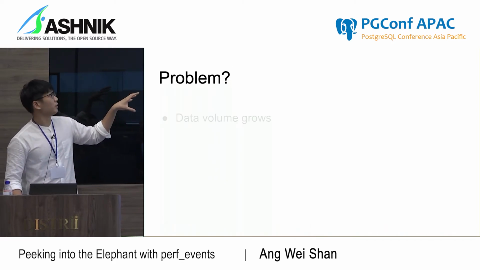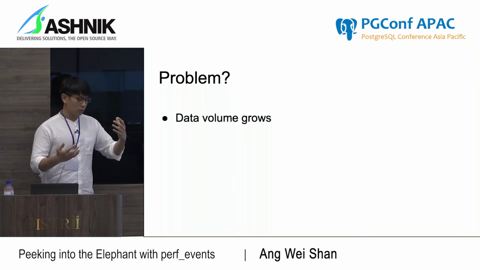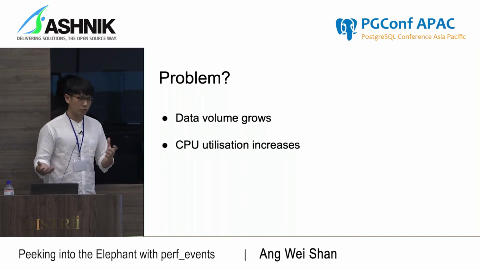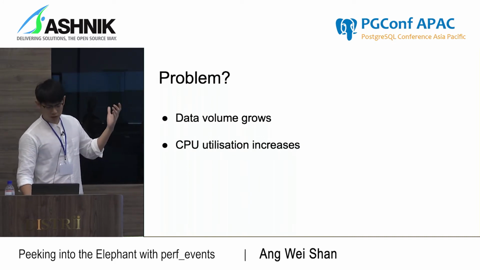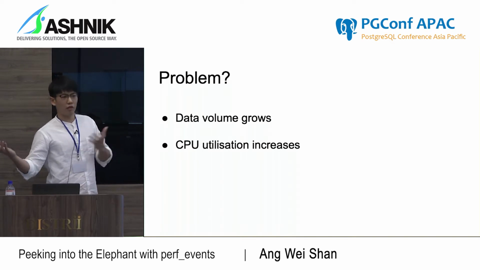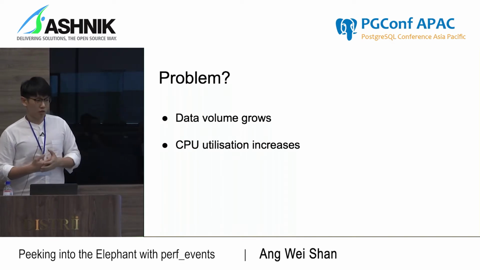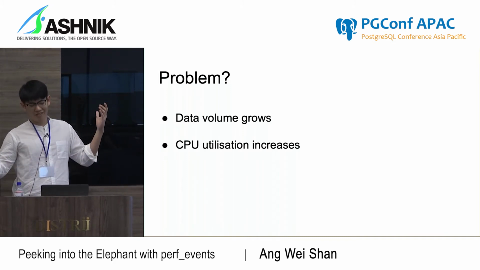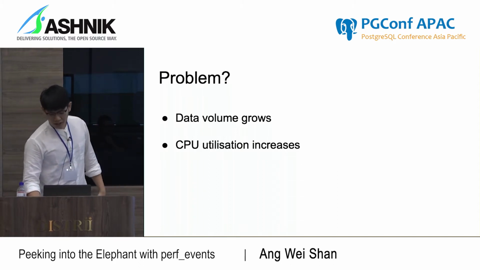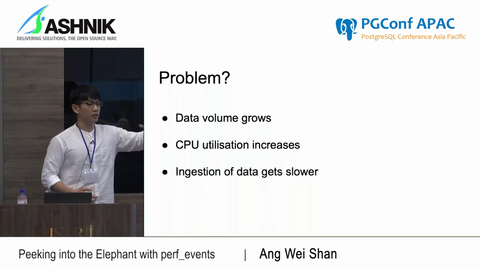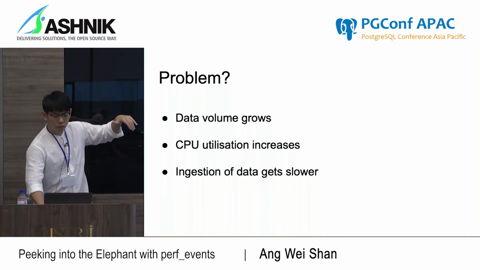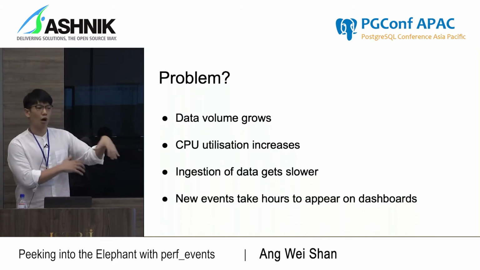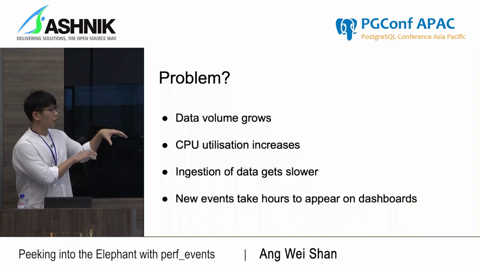And problems start to happen. As the data volume grows, they realize that their Postgres cluster CPU utilization increases. First, as the database engineer thought, maybe it's just because the data volume increases, so it makes sense that CPU goes up. So, as people would do, they threw a spanner at the problem and increased the EC2 instance size. And it keeps going up. Then they realized that ingestion from the customer sites became slower, and new events actually take hours to appear on their customer dashboard. This is a problem because they are a real-time analytics company.